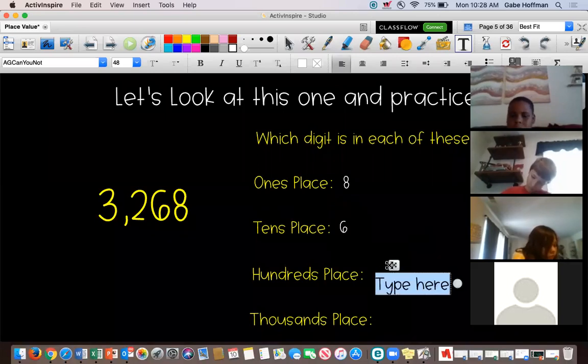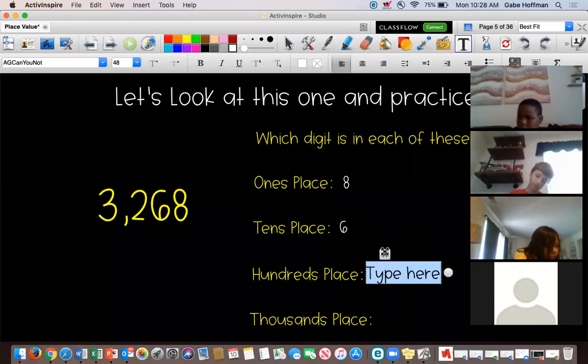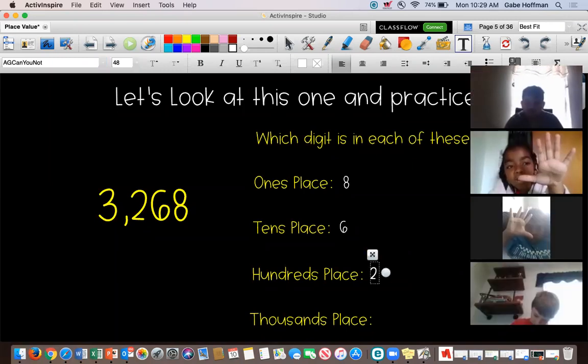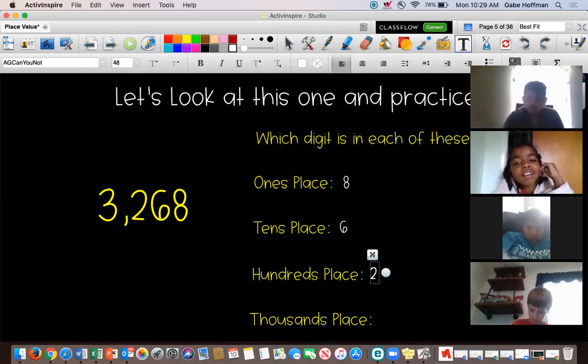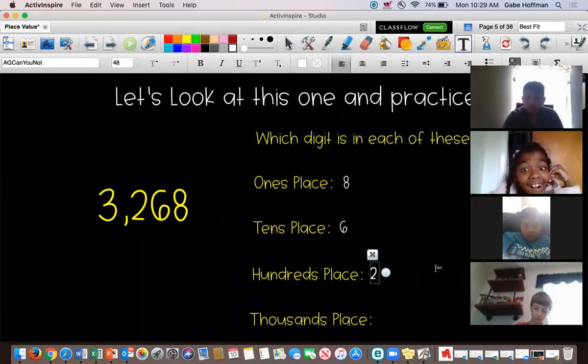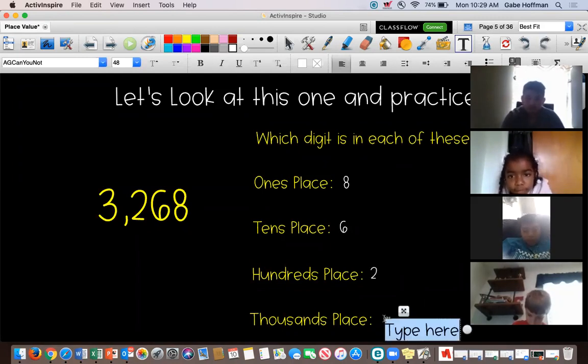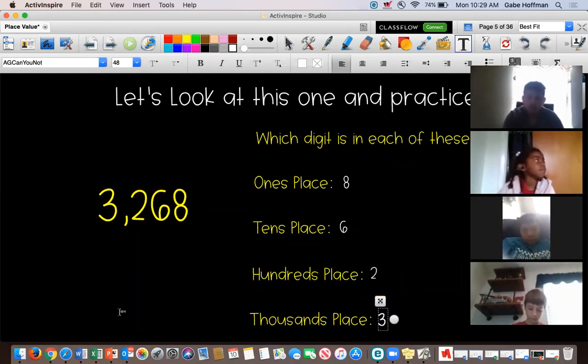Right now we're not talking about what the 6 means. We're just talking about what place it's in. Michael, what number is in the hundreds place? 2. Very good. Thank you. Which means what is in the thousands place? Alejandro, what's in the thousands place? 3. Very good. We got a 3 in the thousands place, right? So each of those numbers is in a different place and means something besides just the one digit they are.